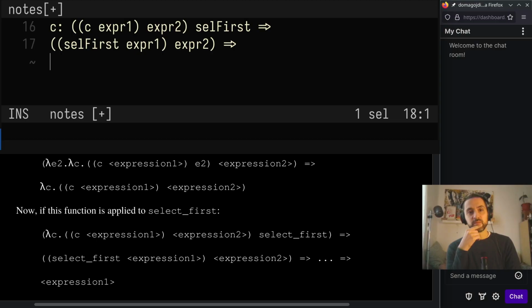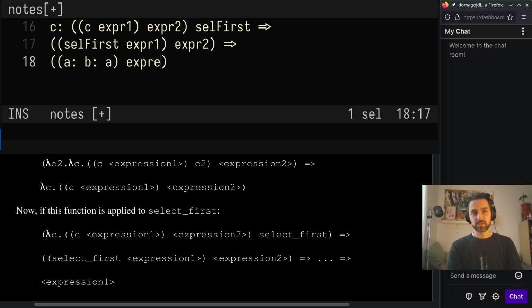And, well, select first takes the first, right? Will he actually expand on select? Well, we could do that actually, right? Let's do that because let's practice, right? So what's the select first? Now we need to substitute the function name for the function definition. So the function definition of select first is lambda A, lambda B, A. And expression 1, right? And expression 2.